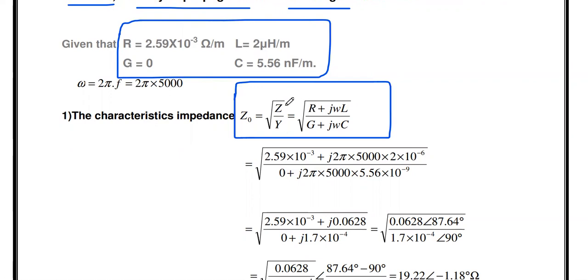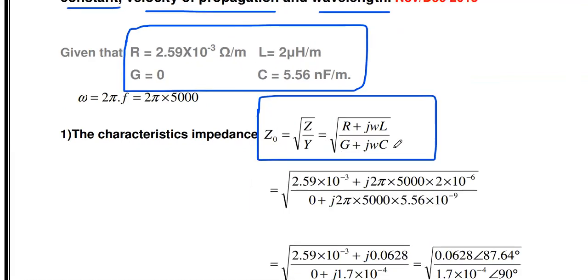Where, what is Z? Z is the series impedance, R plus jωL. What is Y? Y is nothing but the shunt admittance, G plus jωC. So in that, you just substitute the R value, L value, omega, G, C in our formula, calculate, and find out the answer.